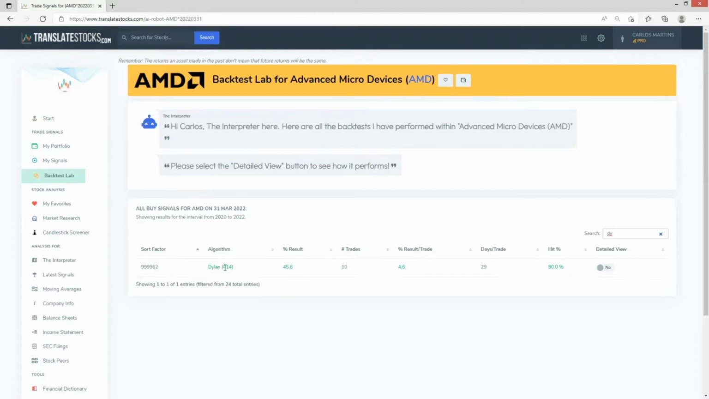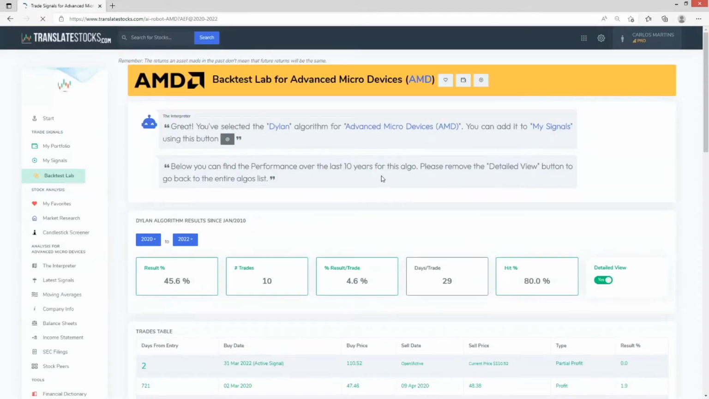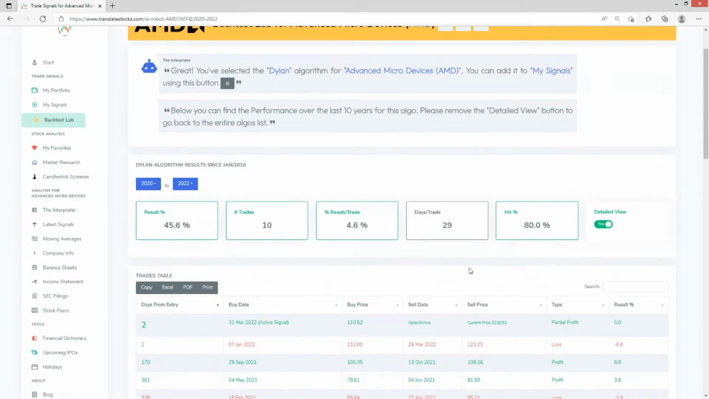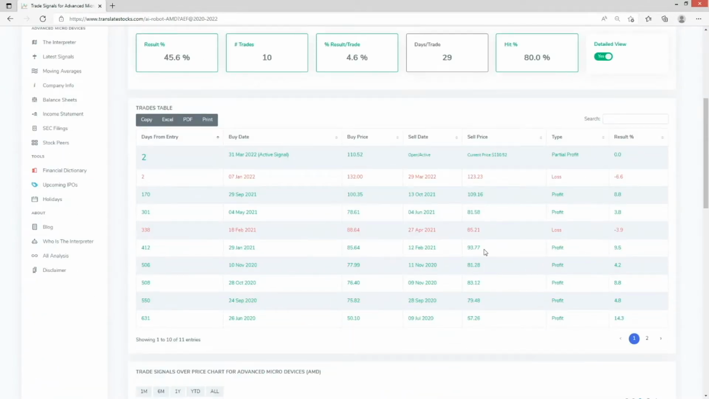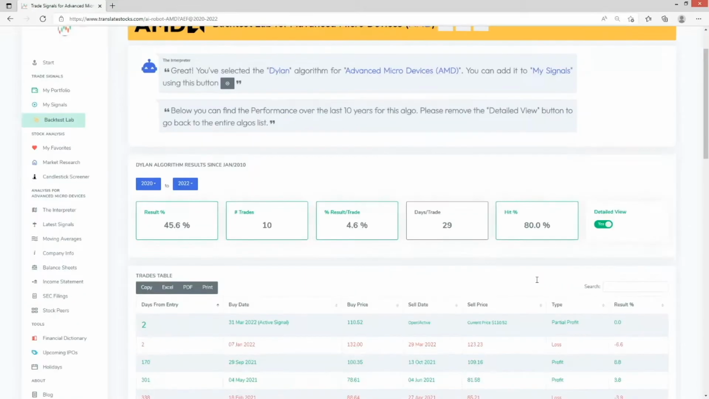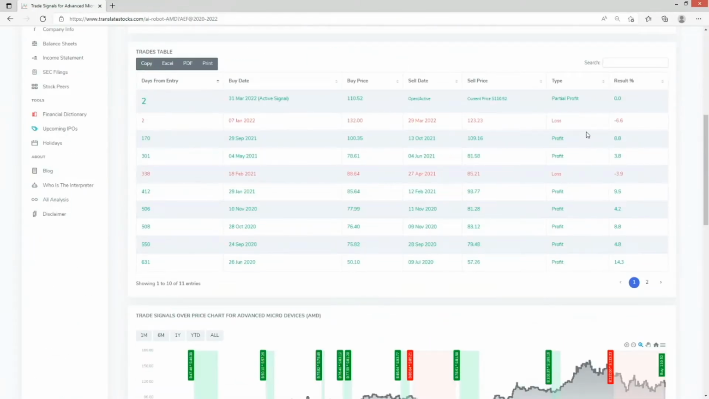He gave us a buy signal for AMD, and this is Dylan's history with AMD for the past 2 years. We can click here to see this history in more detail. Now we are looking only at the performance and trade history between the Dylan algorithm and this specific stock, AMD. Dylan had an 80% hit rate for AMD, remembering that we were previously looking at Apple, and now we're exploring AMD. This was the latest trade, and it's still open.